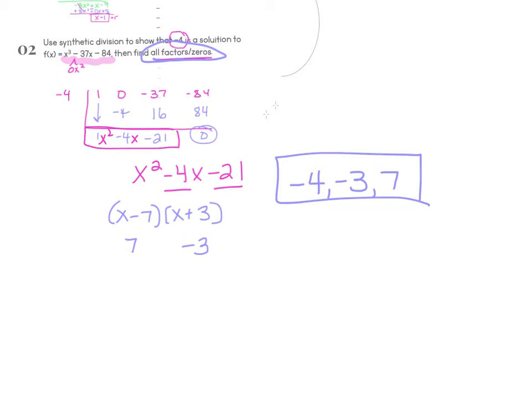If it asked me to show it factored completely, then I would write it as x plus 4, x plus 3, and x minus 7. So when we show it factored as factors, we put it behind the x with the opposite sign.